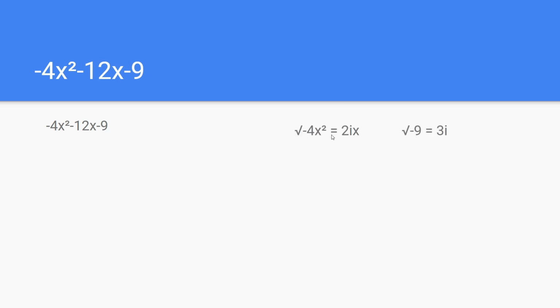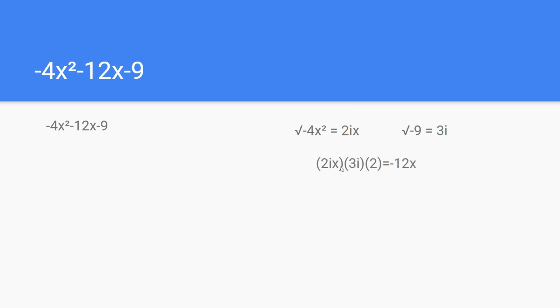So the square root of negative 4x squared is 2ix because the square root of 4 is 2. The square root of negative 1 is the imaginary unit called i. And then the square root of x squared is x. And the same for negative 9. The square root of 9 is 3, while the square root of negative 1 is i, the imaginary unit, so 3i.